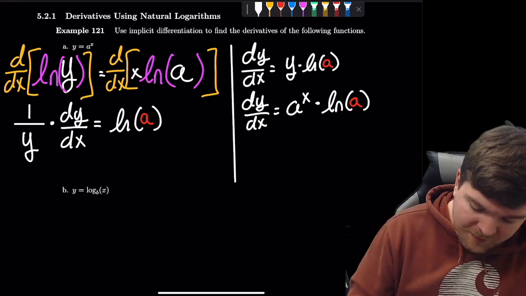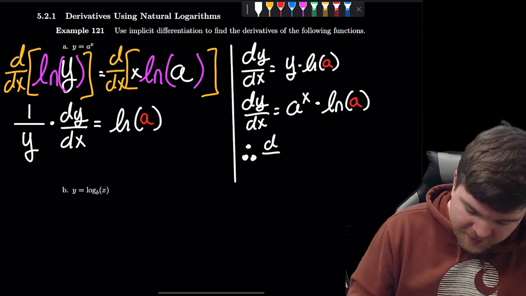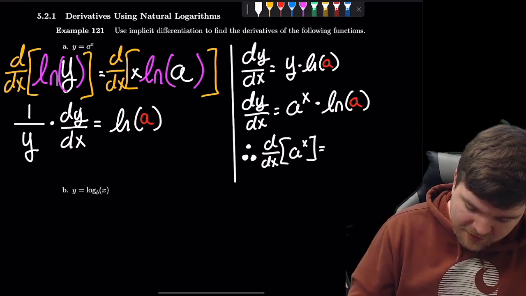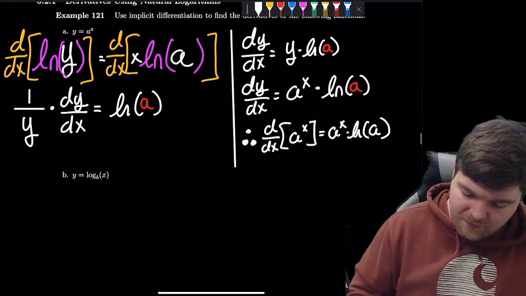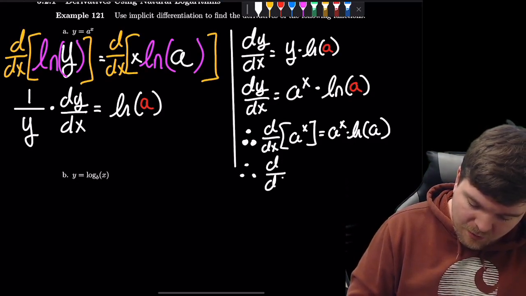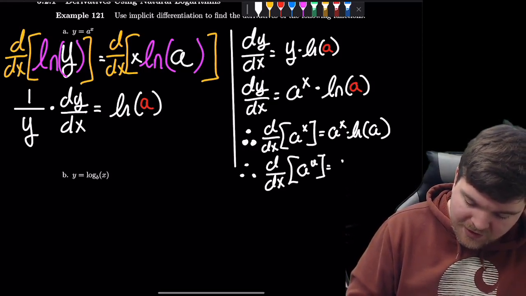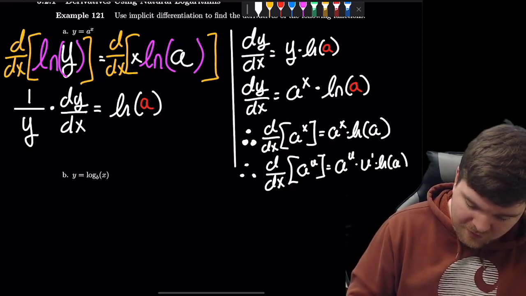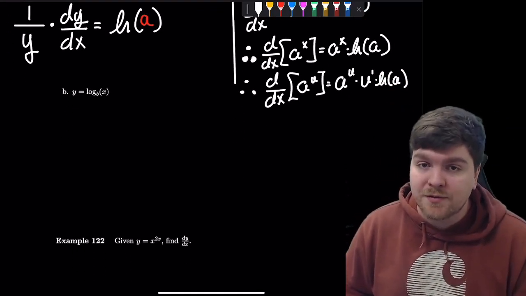So what we can say at this point is we now have a new rule. We have a rule that says that the derivative of a to the x is going to be a to the x times the natural log of a. Or we could write the chain rule version, which says that if we take the derivative of a to the u, that's going to be a to the u times u prime times the natural log of a. So there we have two new rules that we're adding to our list of derivative rules.